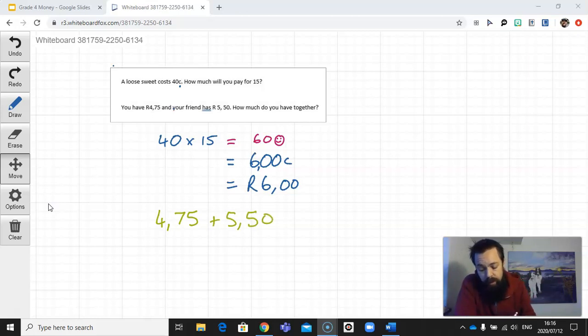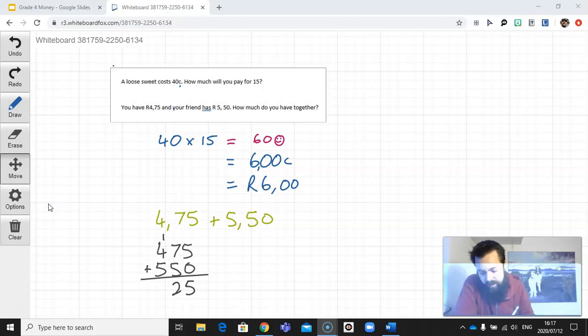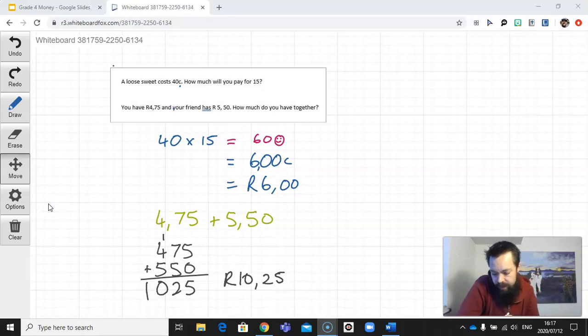What you could do is think of this as 475 cents and 550 cents and add them together. So to think of it as cents, all I've done is remove my commas, and then I see 5 plus 0 is 5, 7 plus 5 is 12, carry 1, 1 plus 4 is 5, plus 5 is 10, so I can see that it's 1,025 cents, which is the same as 10 Rand 25. I could do it that way. There's nothing wrong with that.